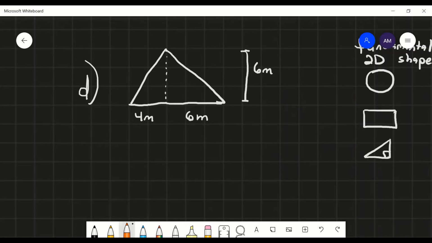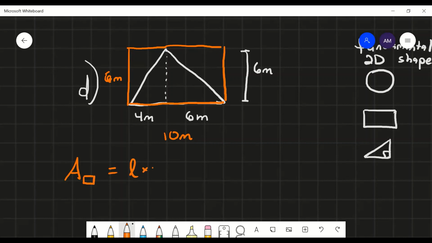What if this was a rectangle? What if I made this into a rectangle? How big would this rectangle be? It would be 10 meters wide and 6 meters tall. So the area of the rectangle itself would be the length times the width, which would be 6 meters times 10 meters, which is 60 square meters.